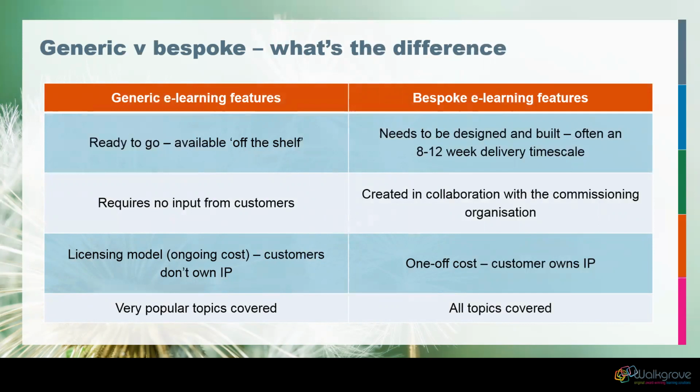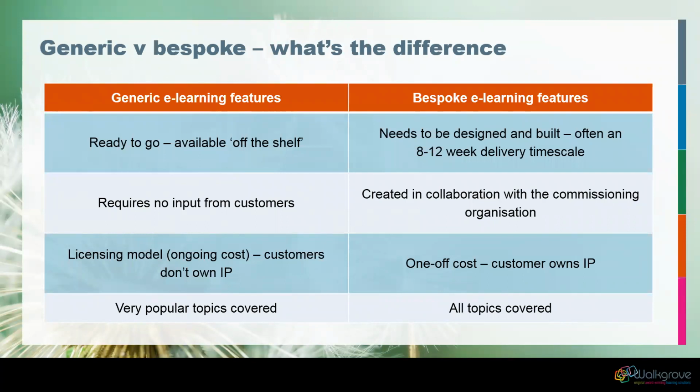Usually there's a licensing model and you don't own the intellectual property for generic e-learning because you haven't had that input. What that means is there'll be an ongoing cost, which is likely to be a small amount per learner. And the topics that are covered are usually the very popular topics, so very broad things that are applicable to lots of industries or lots of organisations within one industry.